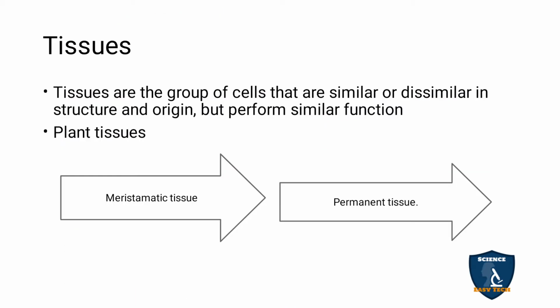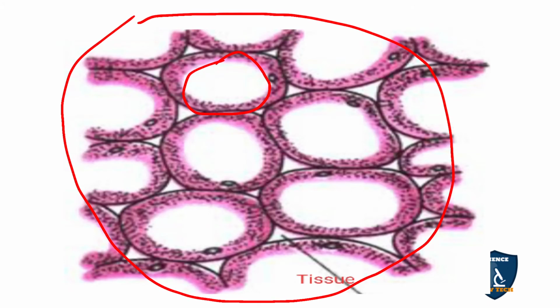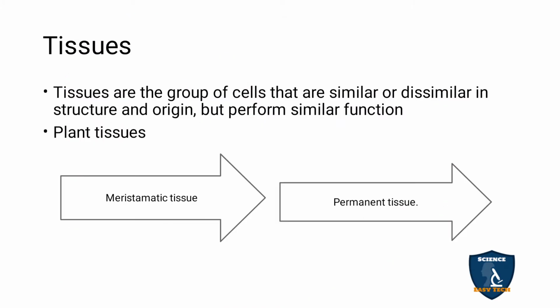They may be similar. Similar means the same, like this similar shape. They may also be irregular, that is, dissimilar in shape, structure and origin. They may be the same or different in structure and origin, but with a similar function, and that is called tissue. It is divided into meristematic tissue and permanent tissue.